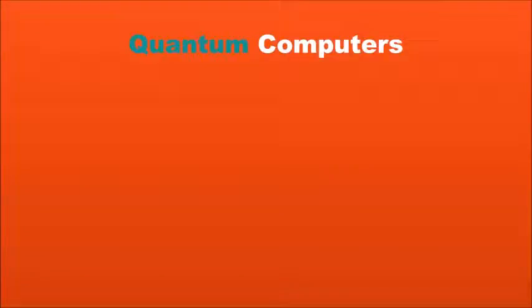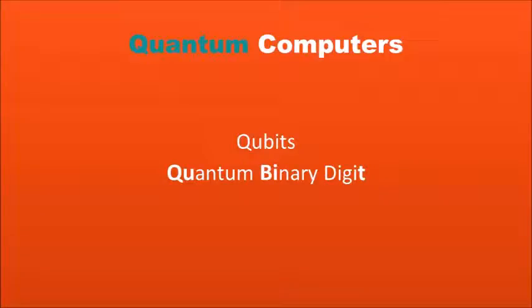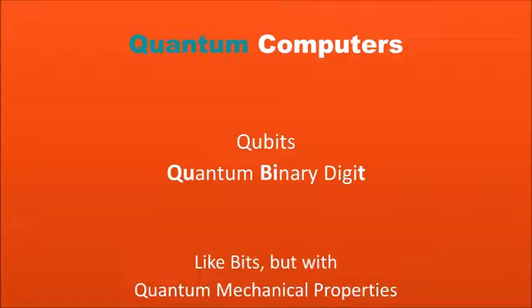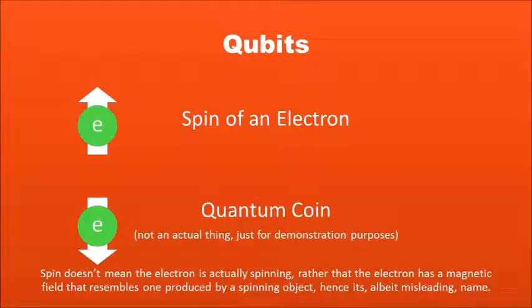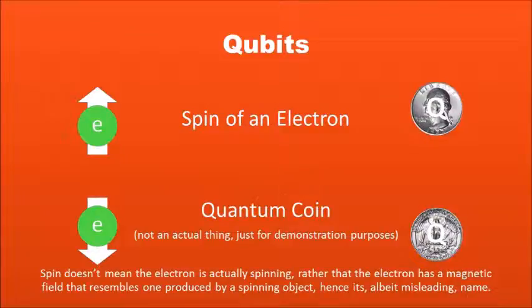Quantum computers, on the other hand, use qubits, which stands for quantum binary digit. A qubit can be any two-state quantum mechanical system, which is jargon for any system that has two independent states, again represented by 1 and 0, and also experiences quantum mechanical properties. An example of a qubit is the spin of an electron, which can be either spin up or spin down. However, for our examples, we will be using a theoretical quantum coin as a qubit, where heads is state 1 and tails is state 0.